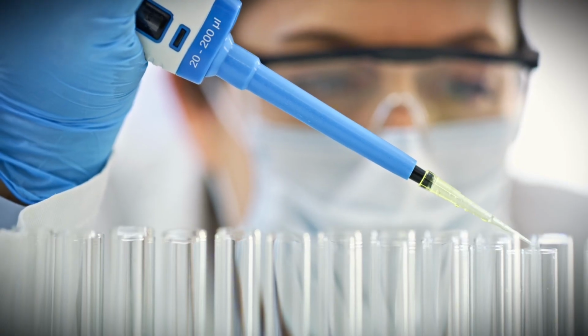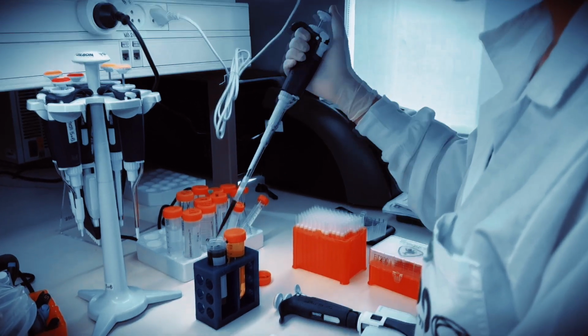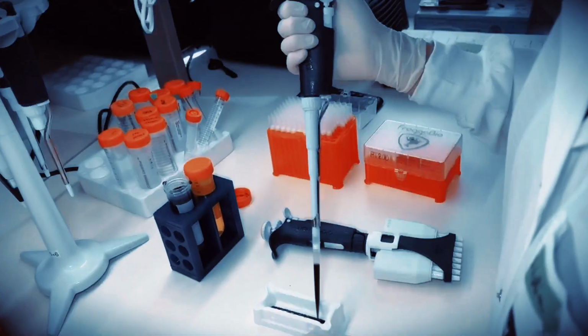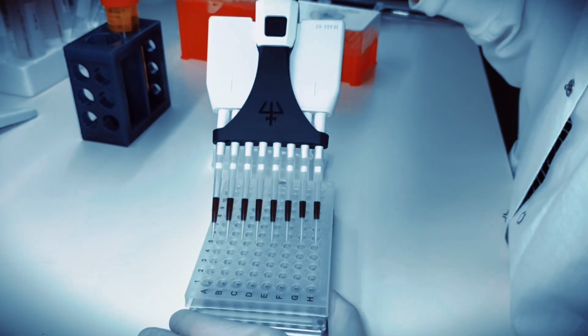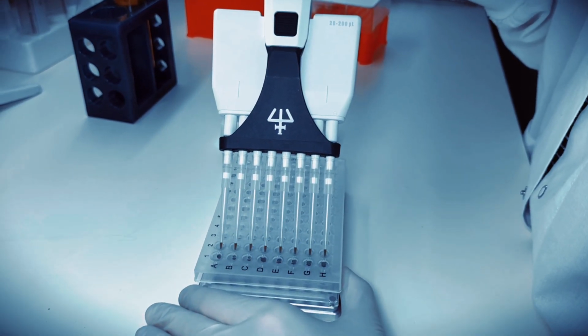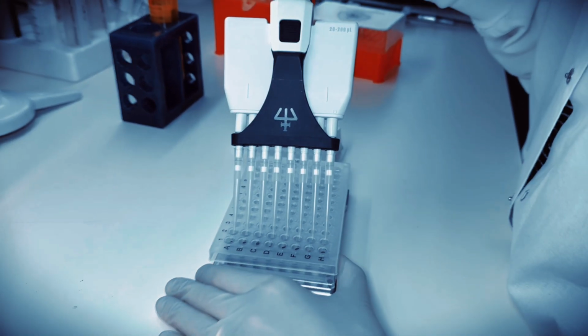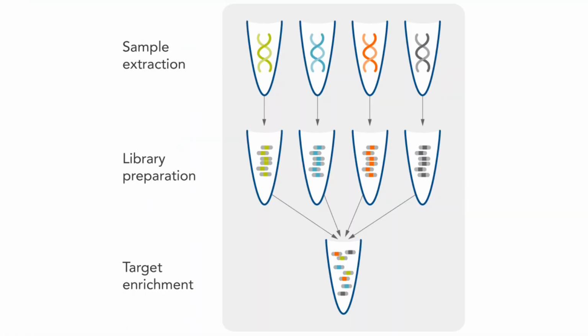This is where a method called hybridization capture comes in. Scientists take tiny artificial DNA sequences, known as baits, that specifically bind to the DNA sequences they're looking for. These baits are made using known genetic material, such as sequences from Neanderthals or Denisovans. Because single-stranded DNA naturally sticks to its complementary strand, the baits can fish out matching fragments from the chaos.